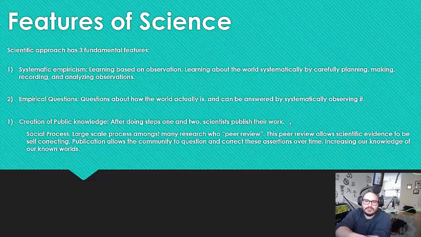After doing steps one and two, scientists go on to publish their work. It's actually a social process, a large-scale process amongst many researchers who conduct what's called peer review. This peer review allows scientific evidence to be self-correcting, and publication allows the community to question and correct these assertions over time, increasing our knowledge of our known world. So it's experts correcting experts, correcting experts, increasing the knowledge of the scientific world.